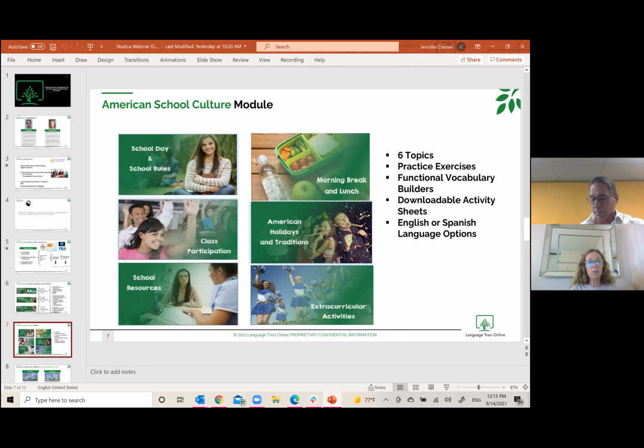Just to let you know, with some of our newcomers who may be SLIFE students or students with no language transfer skills, it's really great to start with the downloadable activities and help them build some schema before they even go in and work in the program.